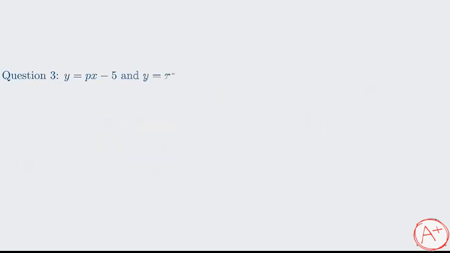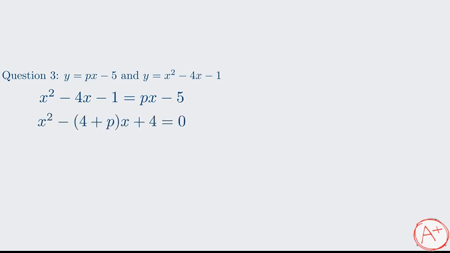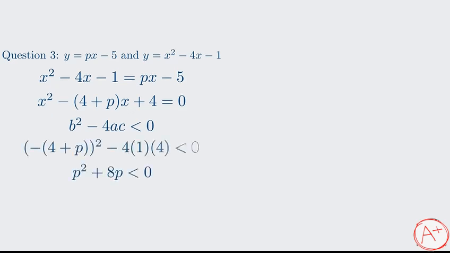Finally, the hard question. If the lines do not intersect, then setting them equal to each other will result in no real solutions. Rearranging into standard quadratic form gives x squared minus (4 plus p)x plus 4 equals 0. For no intersection, the discriminant must be less than 0. Substituting our values, we get (-(4 plus p)) squared minus 4 times 1 times 4 is less than 0. This simplifies to p squared plus 8p is less than 0.